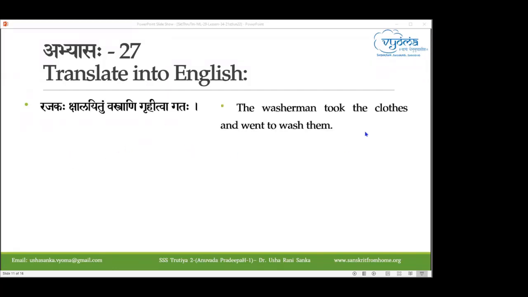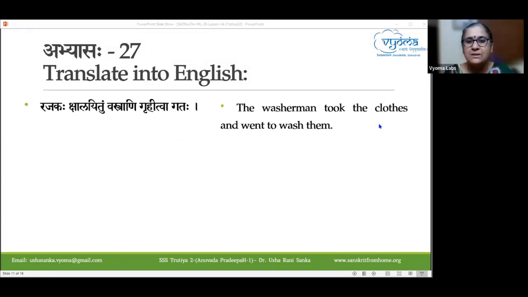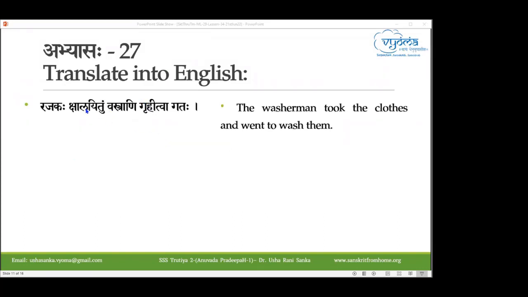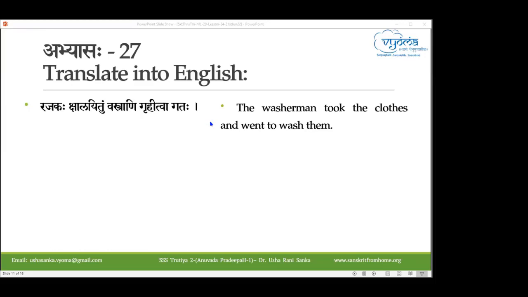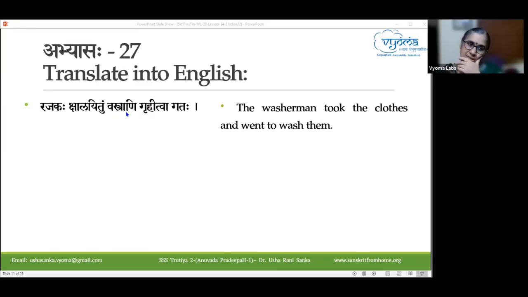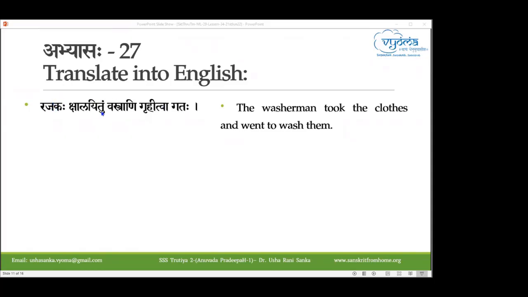Okay. So the washerman took the clothes and went to wash them. Kshalayitum gataha should be the one. One moment, let me think. Gruhitva is having taken. Having taken the clothes, the washerman went to wash them.